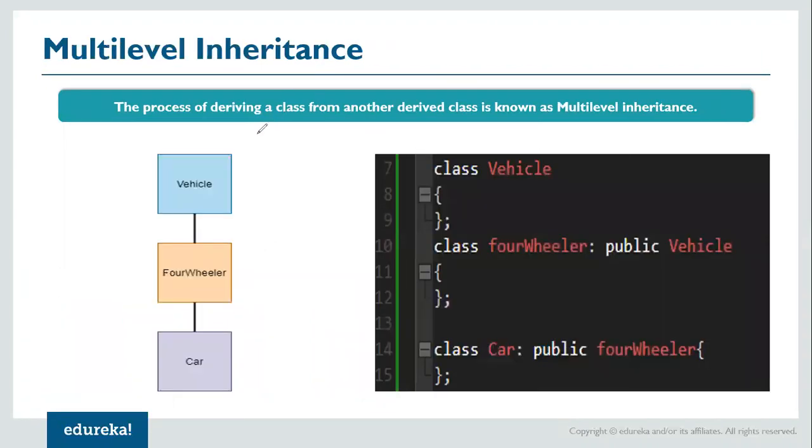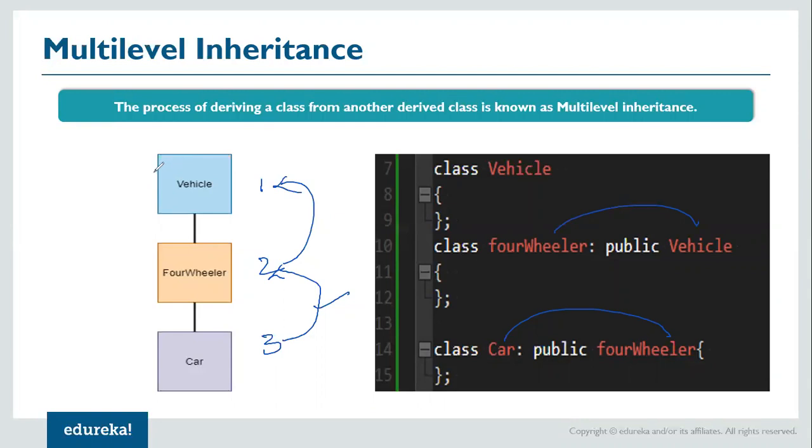The next is multi-level inheritance. As the name suggests, there are different levels. So if I call this level 1, 2, 3, then 3 extends 2, which in turn extends 1. So the process of deriving a class from another derived class is known as multi-level inheritance. Syntactically, car is extending four-wheeler, right? And four-wheeler is extending vehicle.